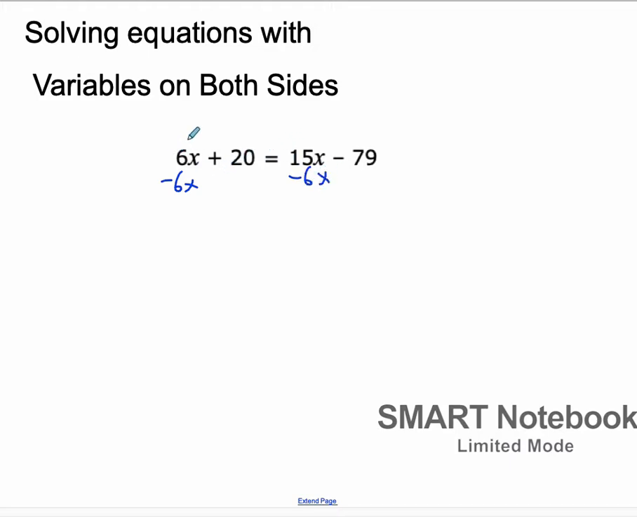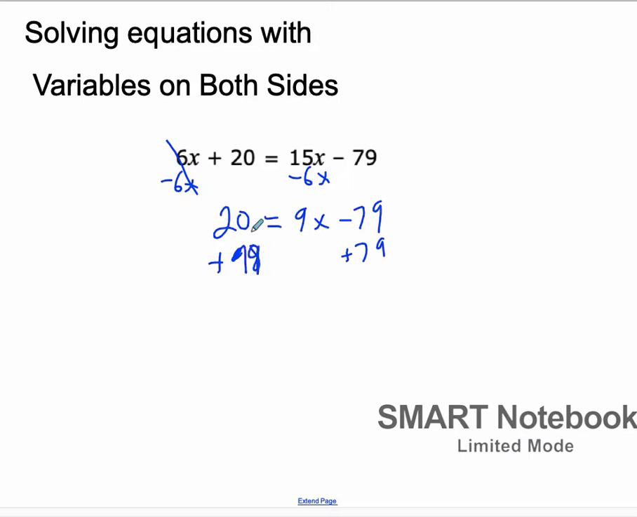So you always want to take care of the x's first, and the smaller coefficient is 6, so we'll subtract 6x from both sides. This gives me just 20 on the left hand side of the equation. And here we're going to have 9x and then minus 79. Okay, so then we add 79 to both sides.